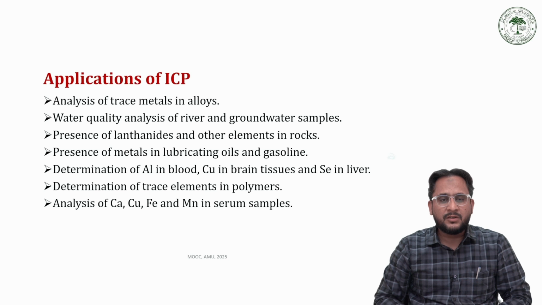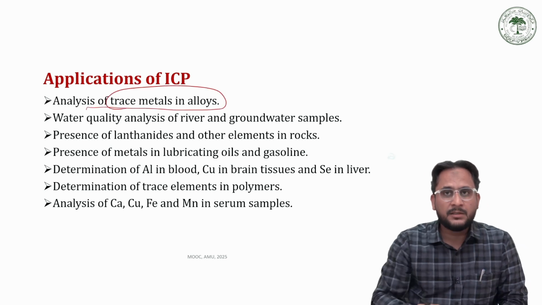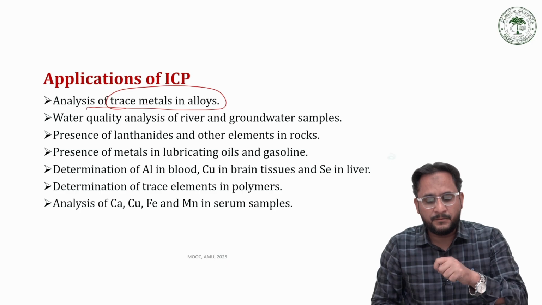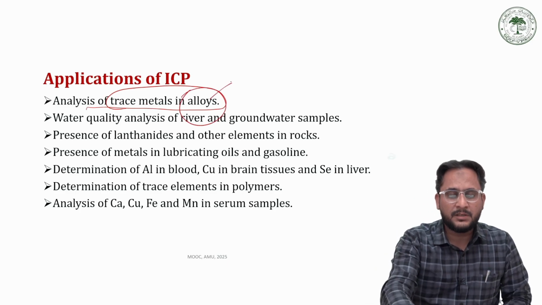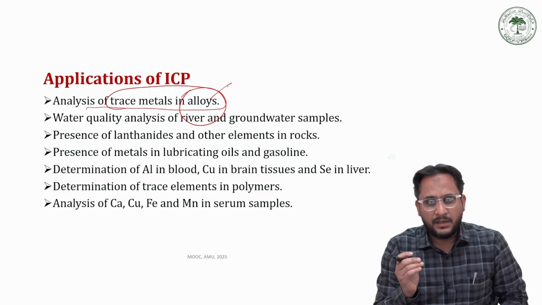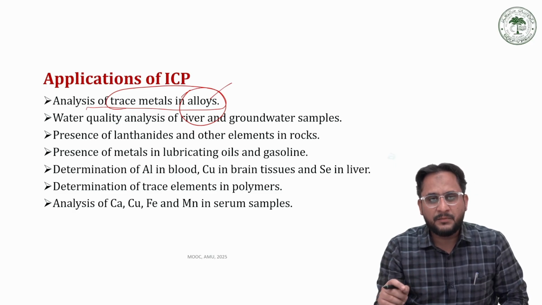These are the applications of ICP. It is used for the analysis of trace metals in alloys. In the case of alloys, we can identify the different elements present in them and establish the composition of the alloy, and for that we digest the sample by using the dry method or the acid digestion method.